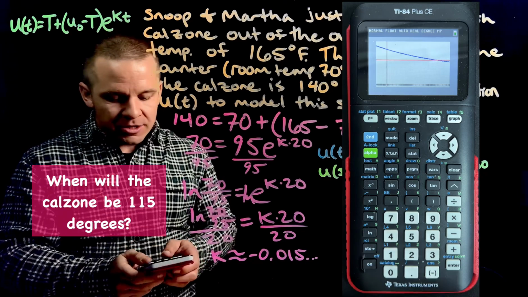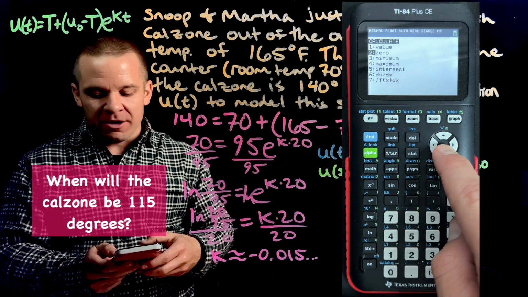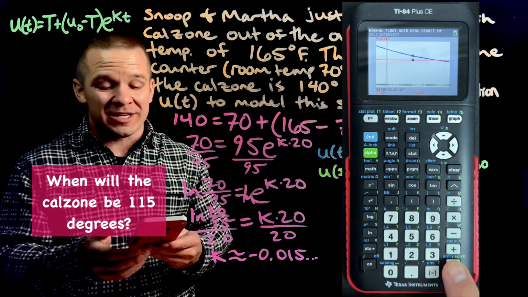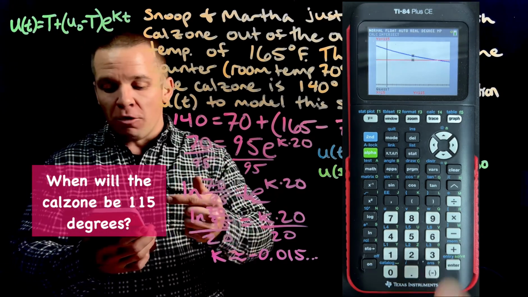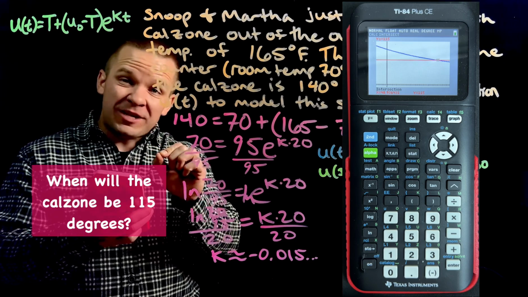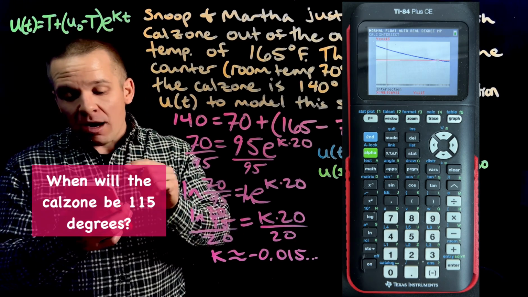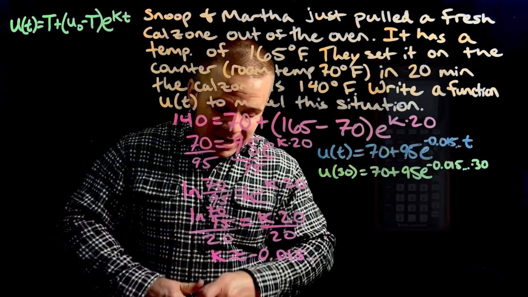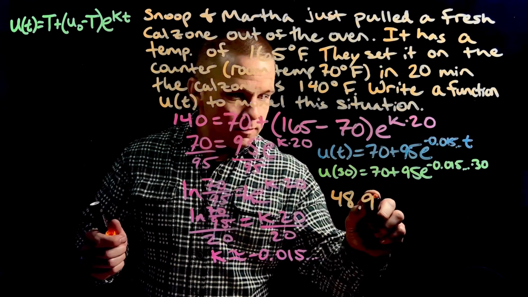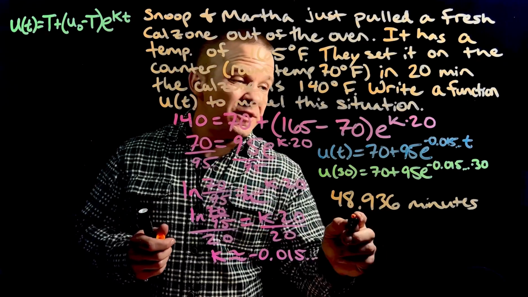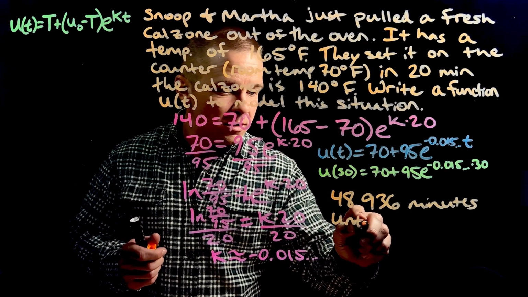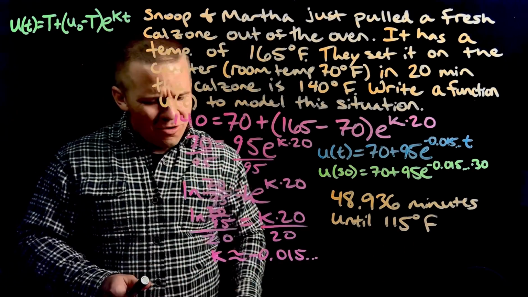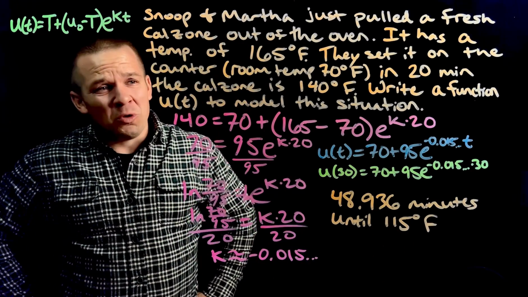So now I'm going to hit second calc. I'm going to find that intersection of those two lines. Hit enter, enter. They're only intersecting once. Hit enter one more time. Boom. It says at 115 degrees for Y, it's 48.936 minutes. So we got 48.936 minutes until it's 115 degrees Fahrenheit. Those are some cool questions there.